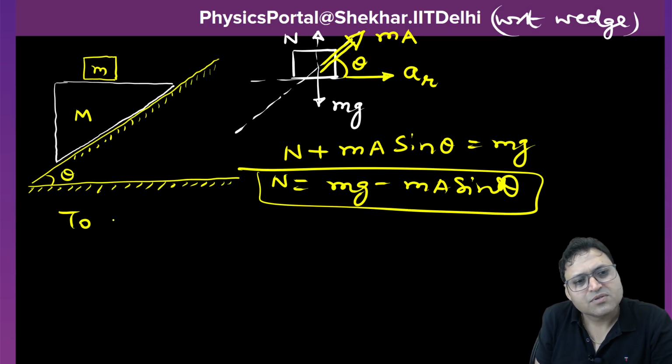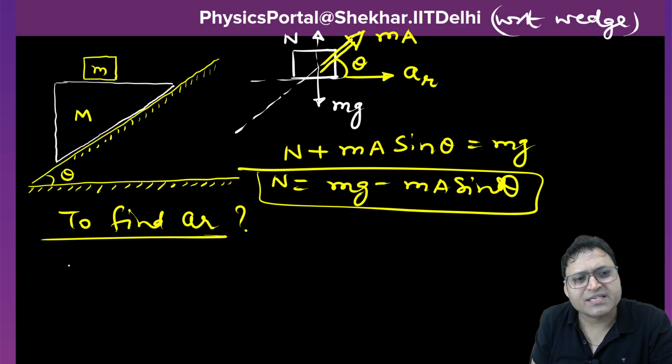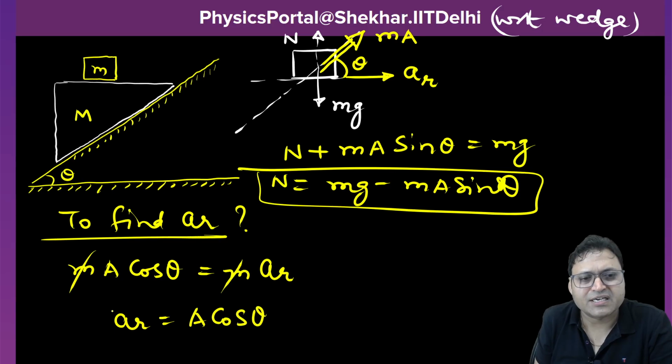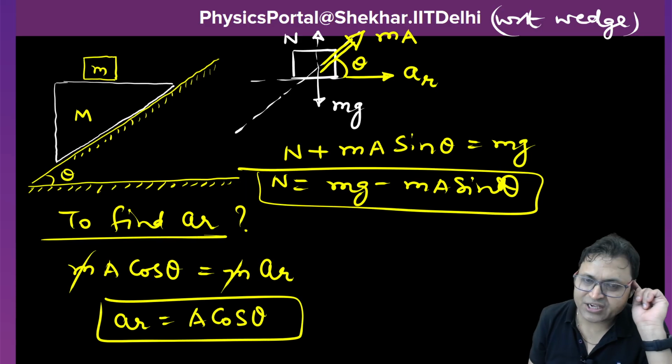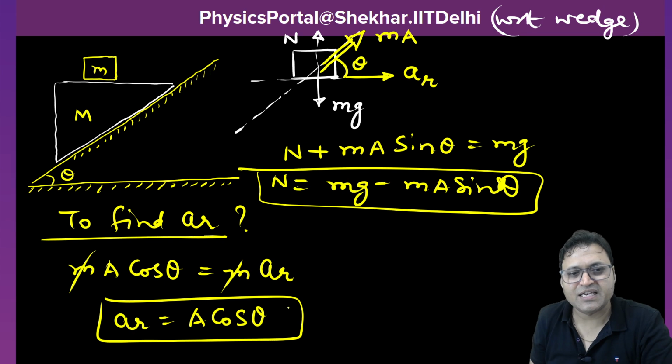Now to find AR, again in the horizontal direction, apply Newton's second law. The only force is ma cos theta, which is equal to m into AR, or we can say AR will be equal to A cos theta. AR should be equal to A cos theta. Then only the direction of acceleration of the block with respect to ground will be in the downward direction. So we can easily find out AR as well.